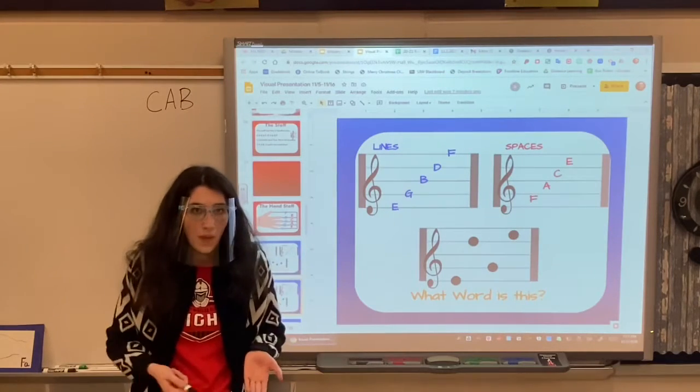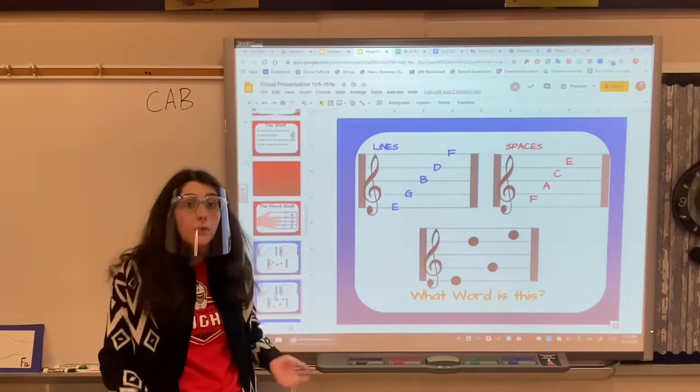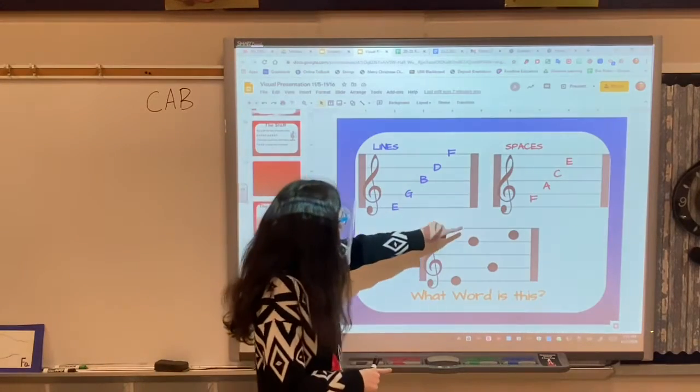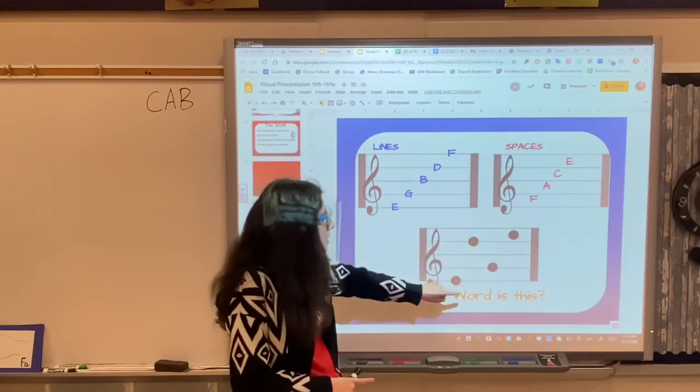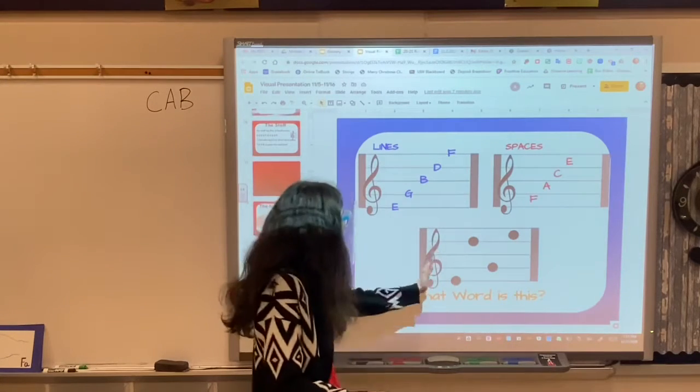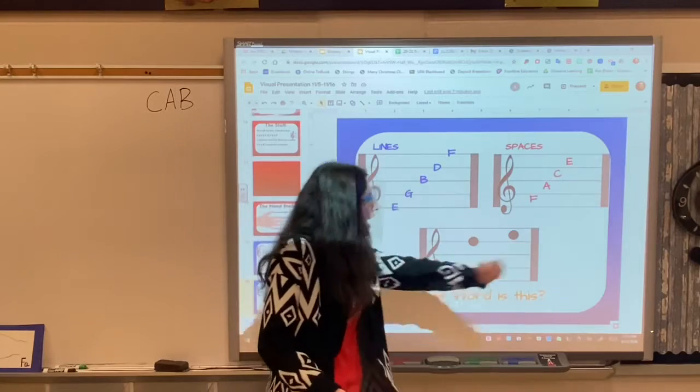Here is another one. Again, we are going to start with our leftmost note, and it's going to be this guy right here. The height of the note does not matter. We'll always read from left to right.